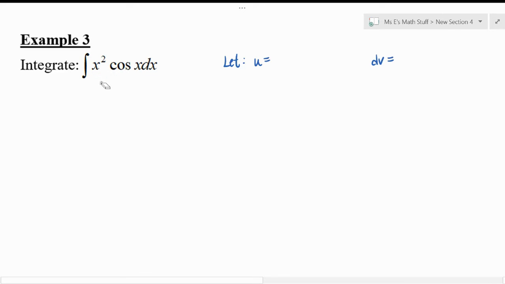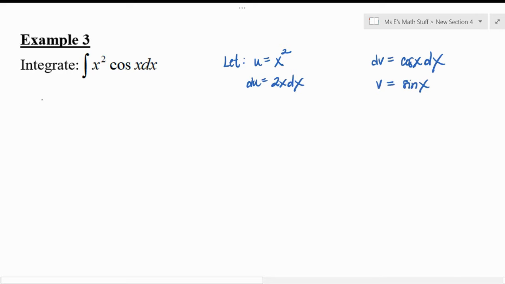Anyway, I'm going to go ahead and show you that letting u equal x squared would be the wise choice for this problem. And then that would leave cosine x dx for the dv piece. Okay, and now let's get started and see what happens. So du would be 2x dx, and v would be sine of x.